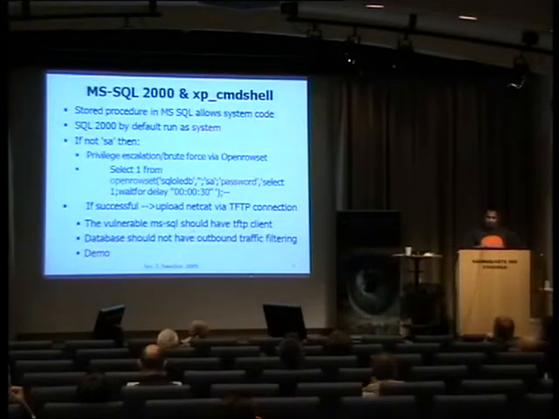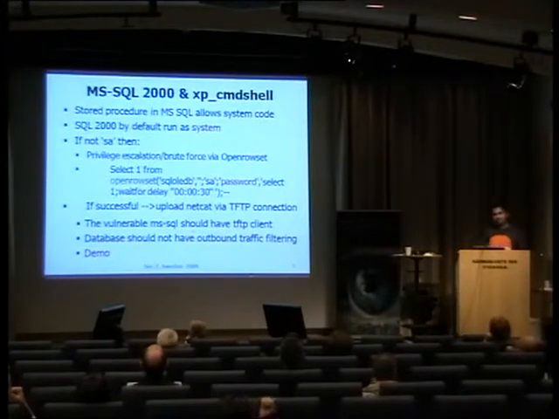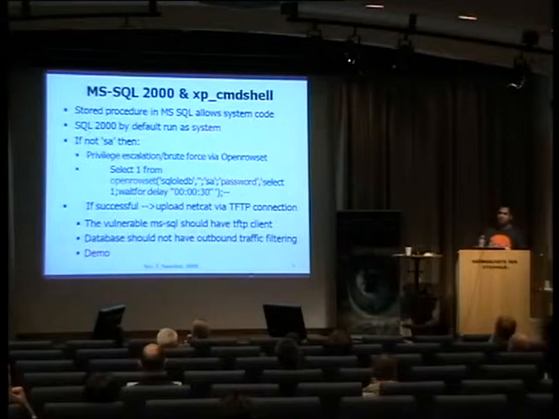SQL Ninja actually uploads netcat.exe onto that box using an approach as simple as copying the netcat.exe binary as hex into a temporary table in the database, and then copying that table out onto a local file. So it doesn't actually need any outbound connections. You can just do a bit-by-bit copy of the file and have that file on the box.